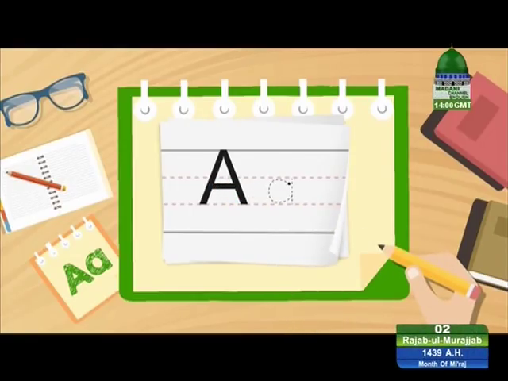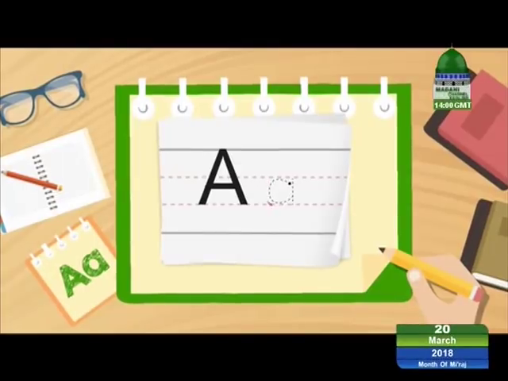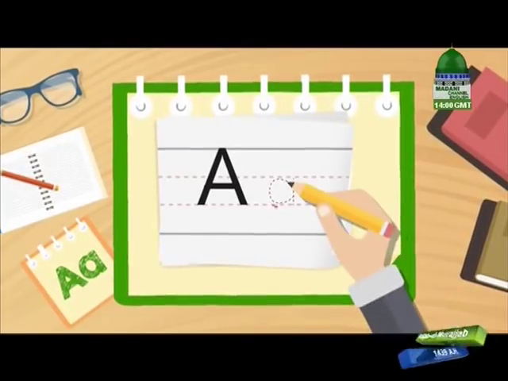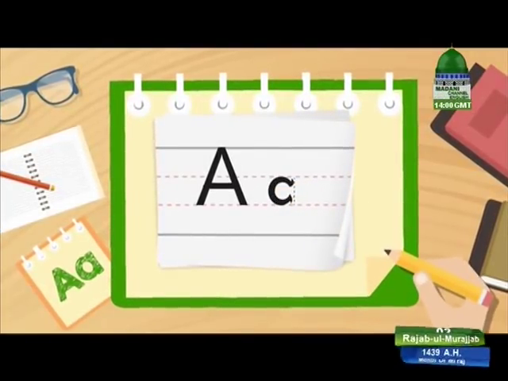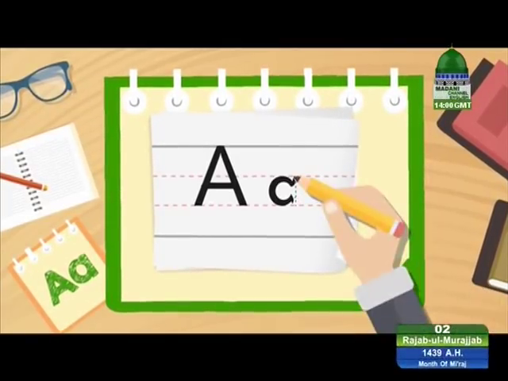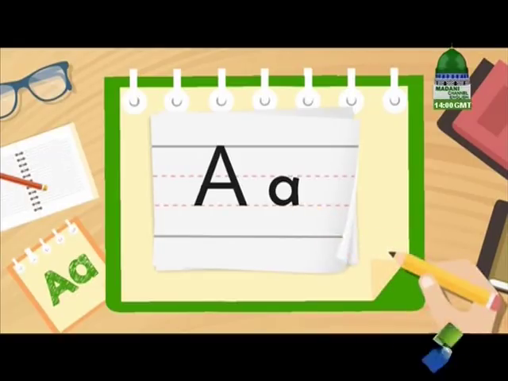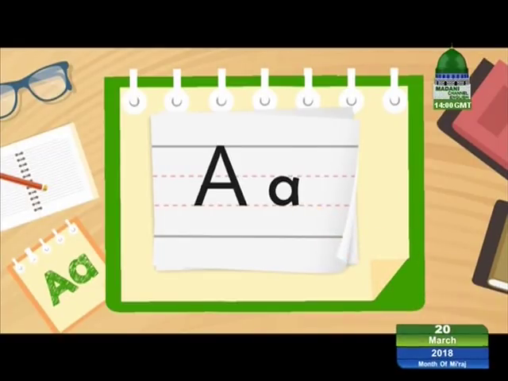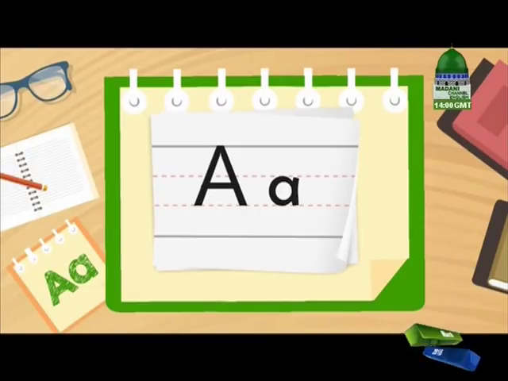Small a. Start from the middle and make a curve reaching the bottom. Next, go to the middle again and draw a standing line downwards. Today's lesson has come to an end and you have learnt how to write and pronounce letter A.